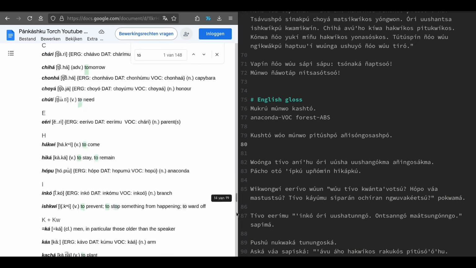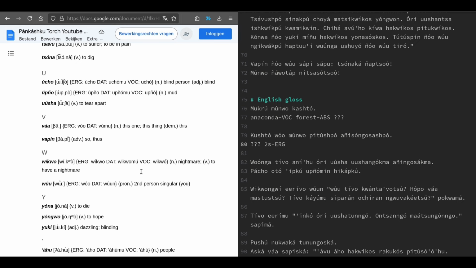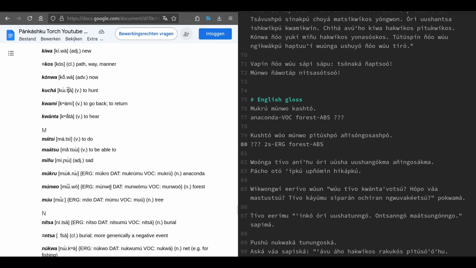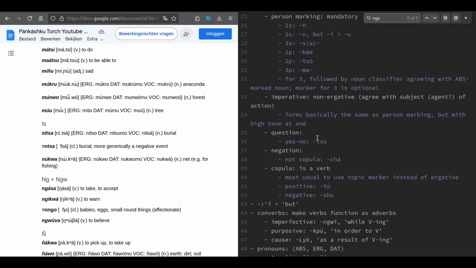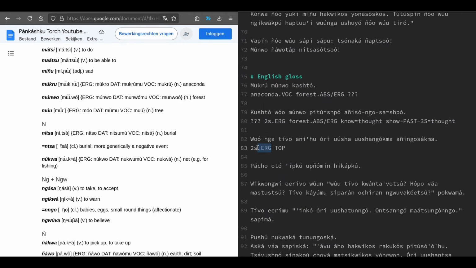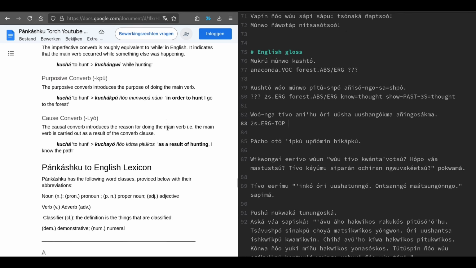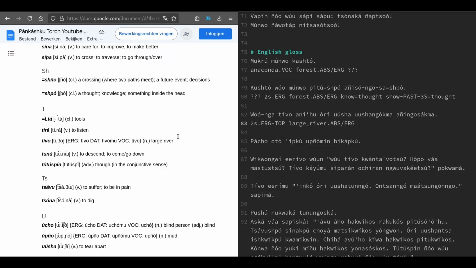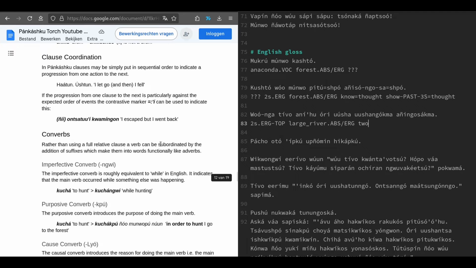So what is kushto? What is kushto? Wo, mu, wo. Wait, it could be erg as well. Bi, du, shpo, ani, song, o, sa, shpo, wu, nga, wo, nga. Okay, I don't think this makes sense. Okay, or alongside another case marker. Okay. Di, bo, ani, hu, tu, something. Okay, what the heck is hu?